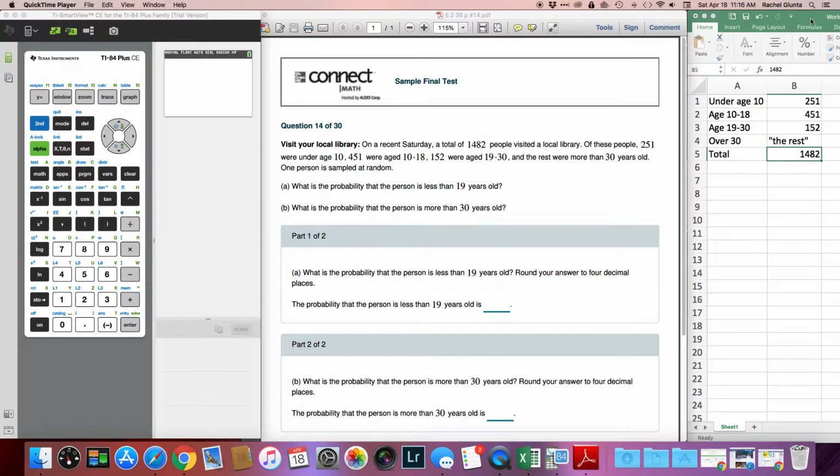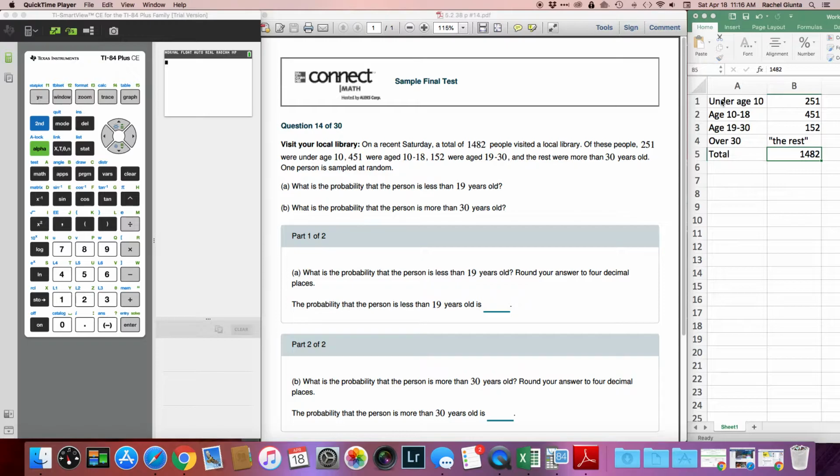I've got Excel over here, but it's just to track the numbers. It's not to use any special Excel functions. So this is something that you can just as easily do on paper. I just use that to organize the numbers.